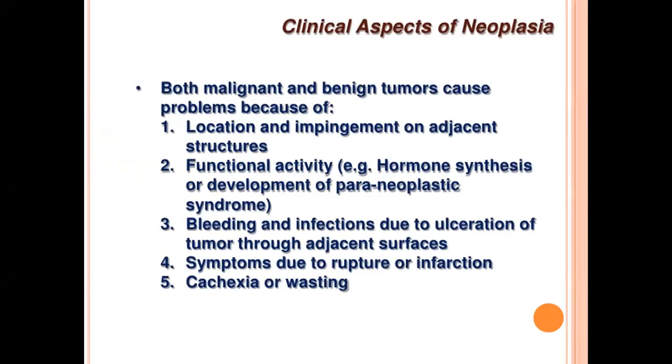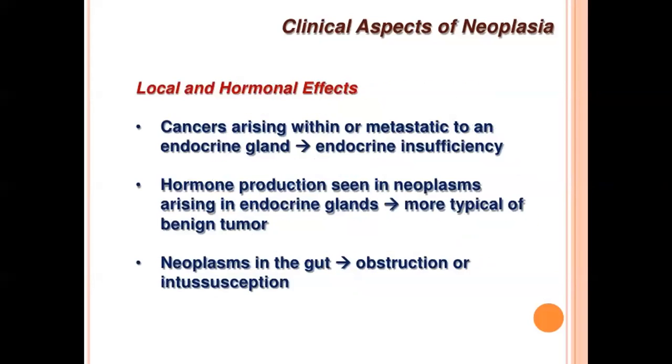In this, both malignant and benign tumors cause problems because of their location and impingement on adjacent structures. Functional activity like hormone synthesis or development of paraneoplastic syndrome, bleeding and infections due to ulceration of the tumor through adjacent surfaces, symptoms due to rupture or infarction, and cachexia, which means wasting.